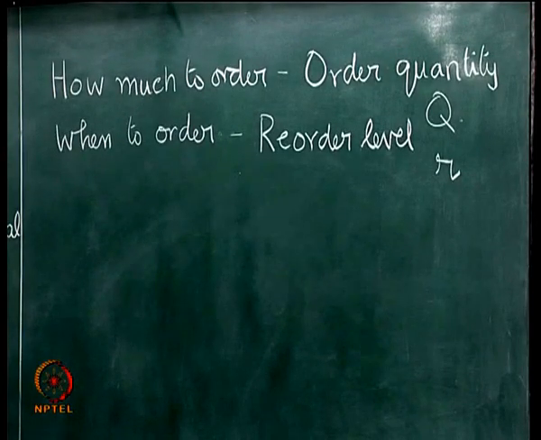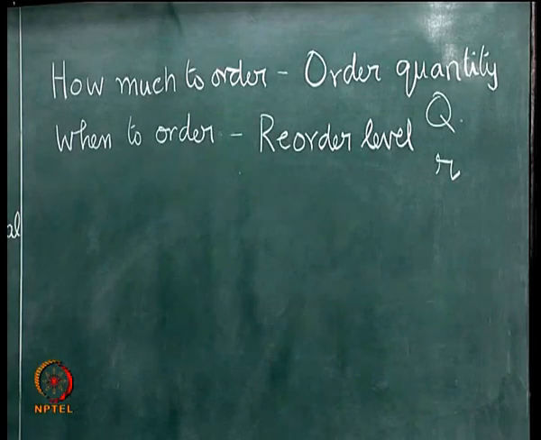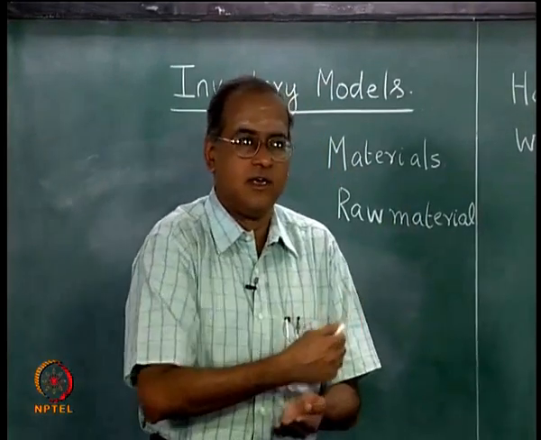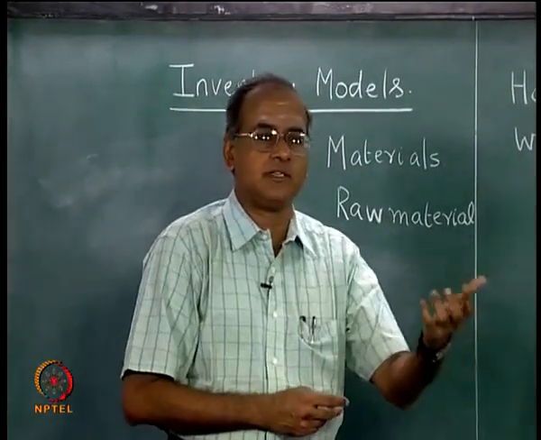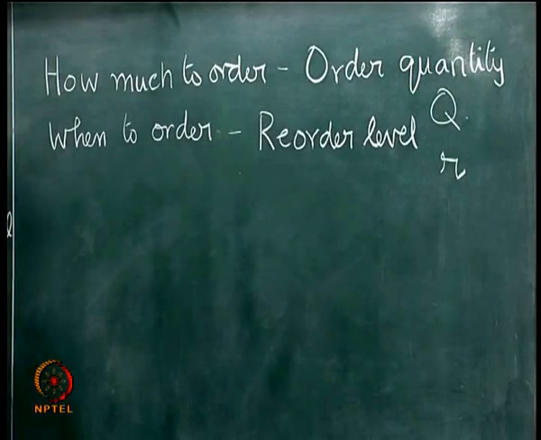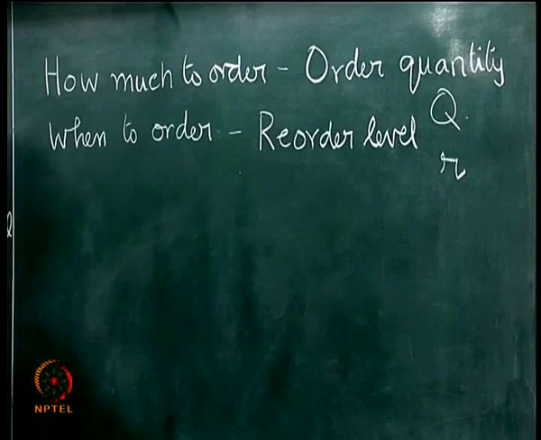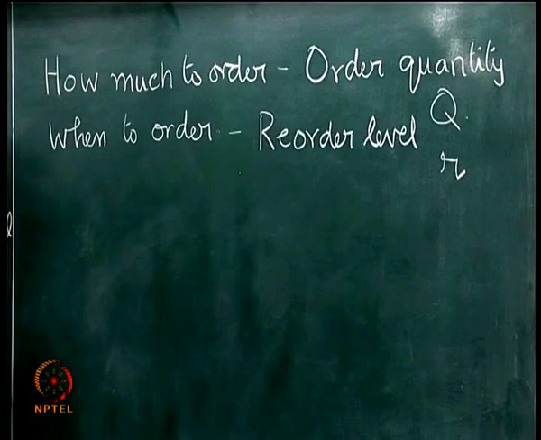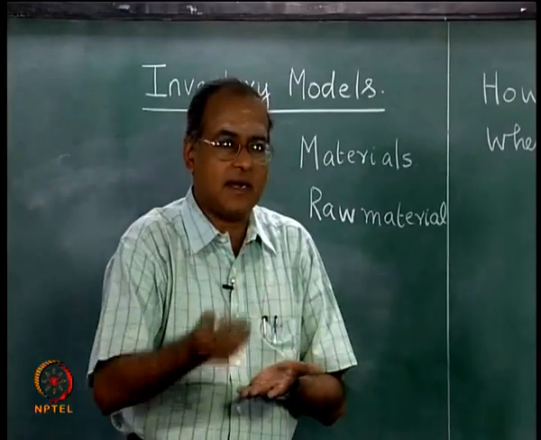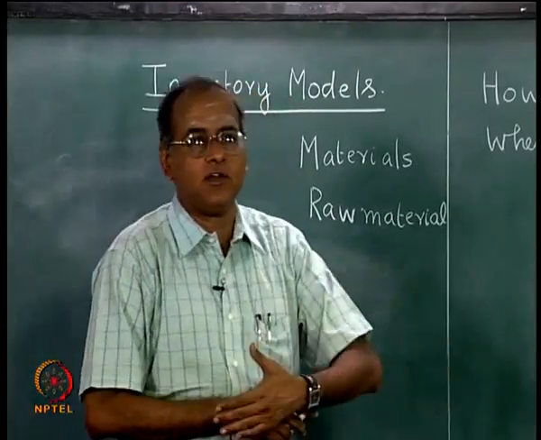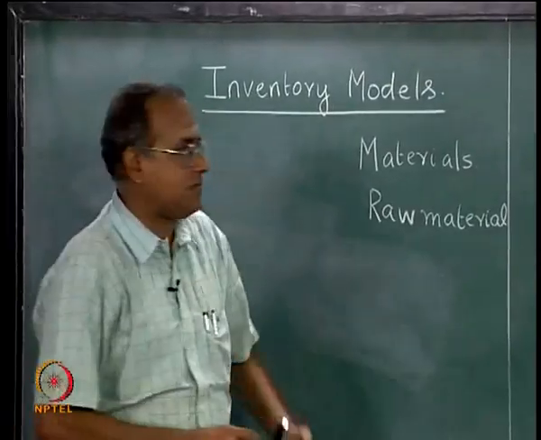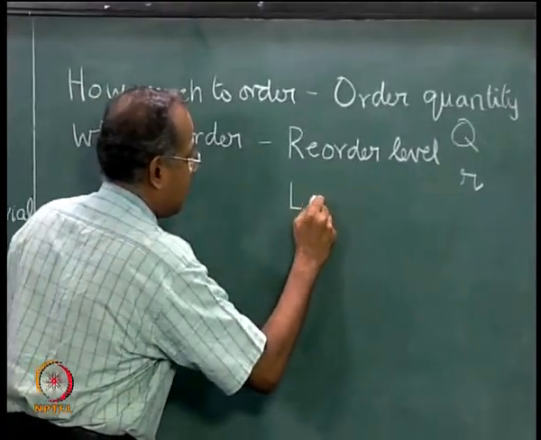Now, the second question is also important, because when we place an order, the supplier has to make that item and then give it. So, there is a time that the supplier needs to make it, and the variable called when to order is chosen such that by the time the order arrives, we should have enough material with us to meet the demand during the period between placing an order and arrival of the order. Now, this period is called the lead time.